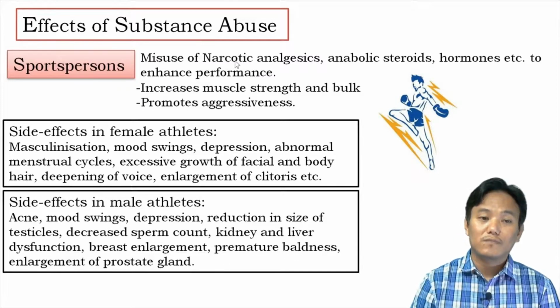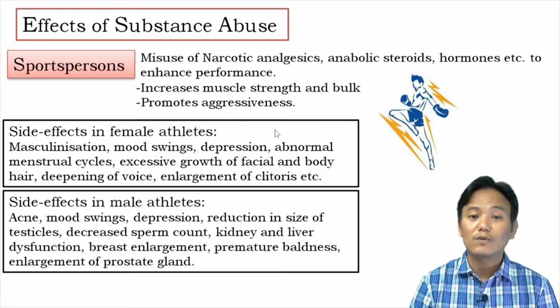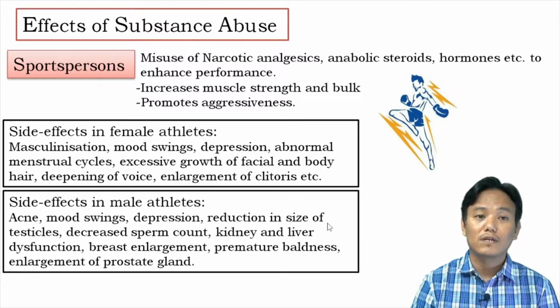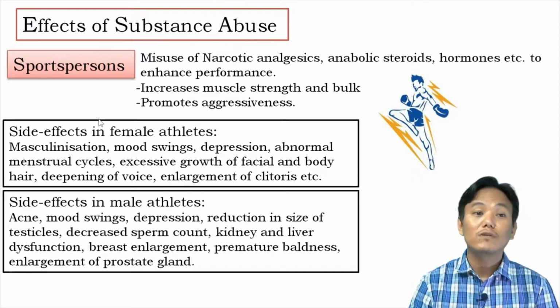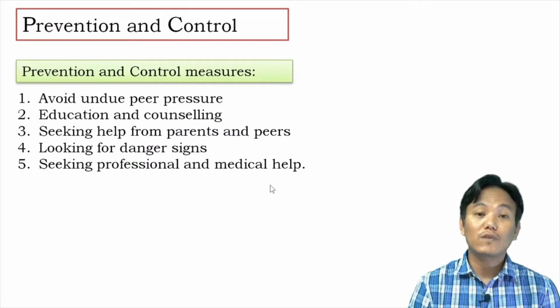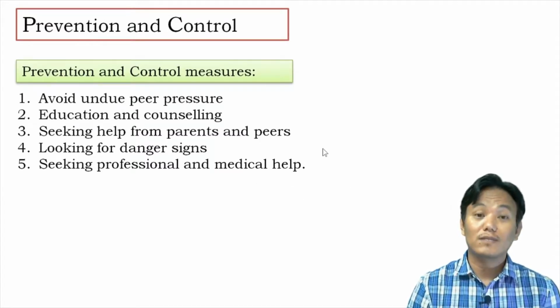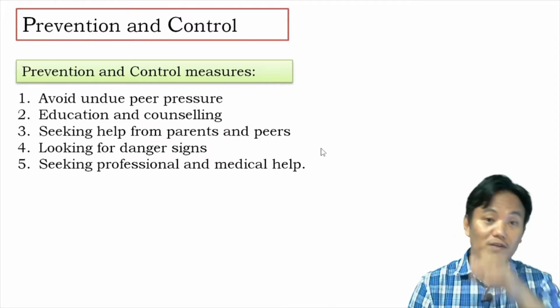So the sports person who misuses these drugs in order to enhance performance also has to undergo all these side effects. So that is the effects of substance abuse on sports persons. So how do we prevent or control the problem of substance abuse, especially among adolescents? Since adolescents are more vulnerable to becoming victims of substance abuse, how do we prevent or control it?